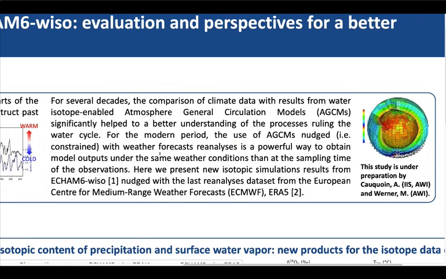And one way also to better understand the hydrological cycle is to use a general circulation model. You can see here an example of such type. So these are complex models of climate, and especially models with isotope diagnostics in it. And with model data comparison, they helped a lot for better understanding of the water cycle. And especially for the modern period, we can use this atmospheric GCM nudged. It means guided with weather forecast reanalysis data.